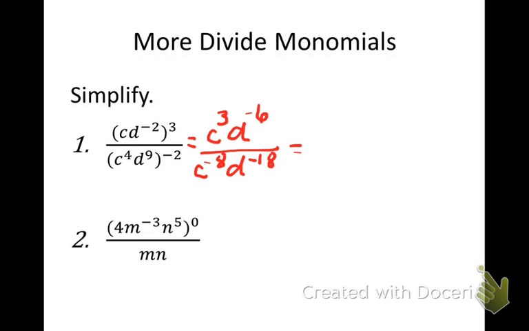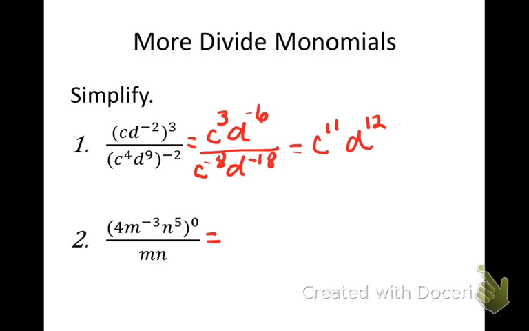It says subtract the exponents. So on my c it's going to be 3 minus negative 8, so that would be c to the 11th. And for the d's it's going to be negative 6 minus negative 18, which would give me d to the 12th. And they are positive, so I would be done with that one.